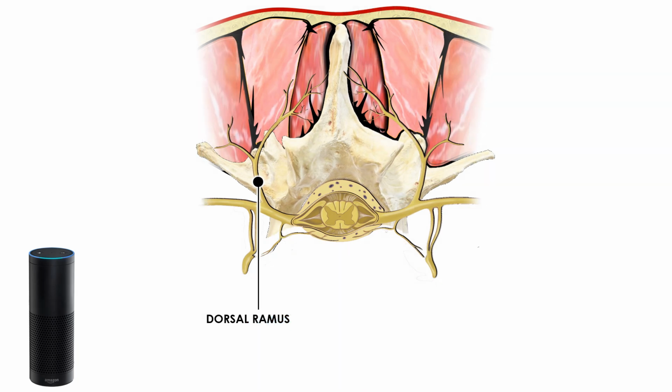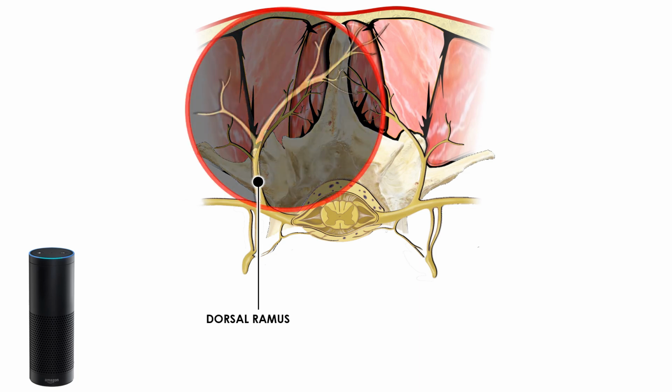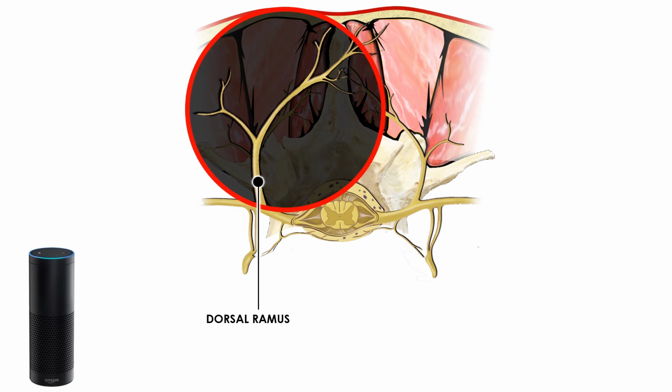If the dorsal rami is responsible for the innervation of this posterior vertebral arch, our anesthetic procedure should be aimed at this particular anatomical structure. Am I right, Alexa? You are absolutely right, Vincent.